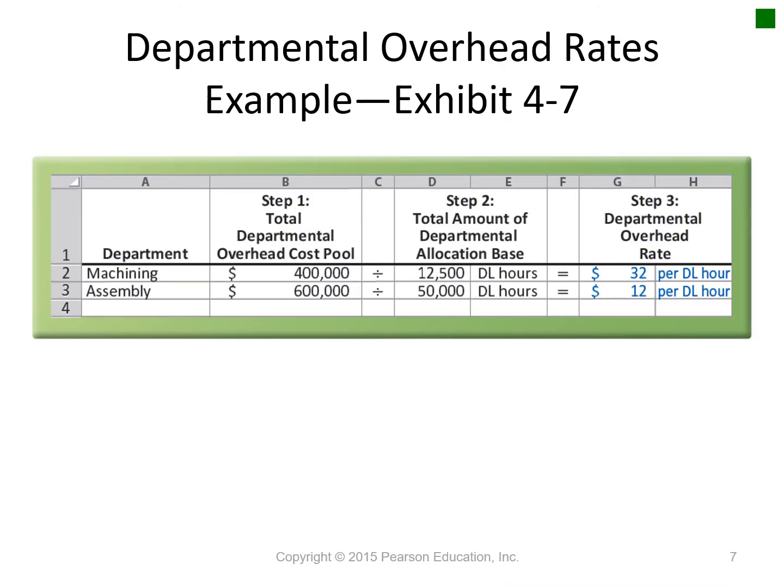So in this example, notice for machining, rather than just saying $1 million, they split the $1 million between the departments: 400,000 goes to machining and 600,000 goes to assembly. Notice there's your $1 million.